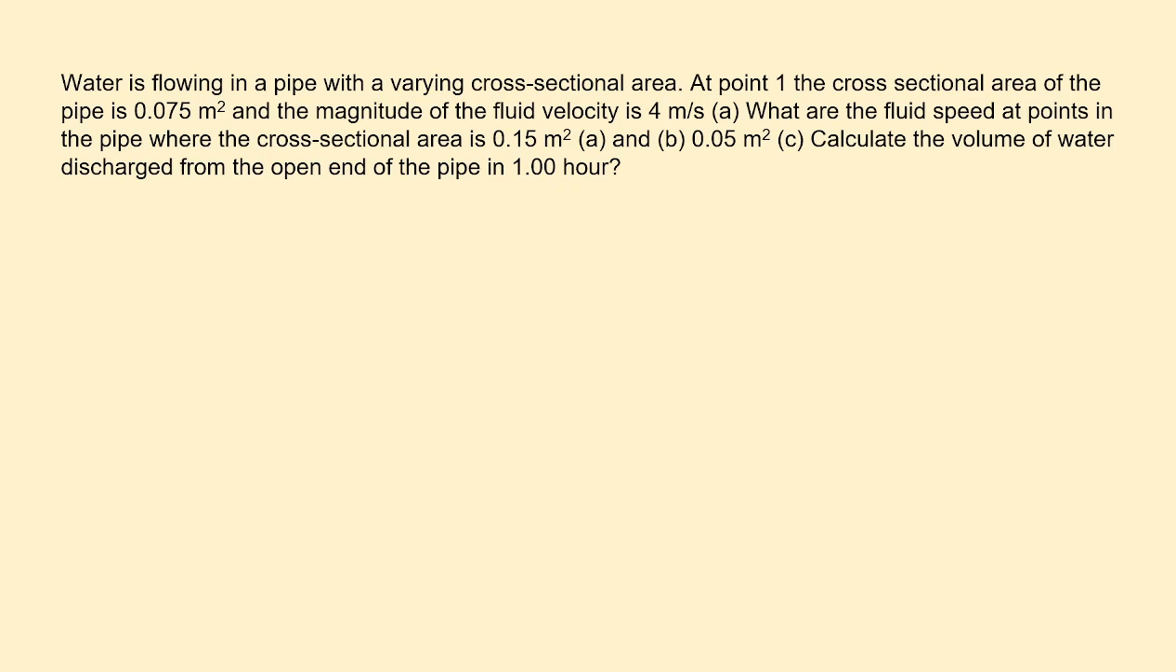The questions are: what are the fluid speeds at points in the pipe where the cross-sectional area is 0.15 meter square and 0.05 meter square? Also calculate the volume of water discharged from the open end of the pipe in 1 hour. You can read the question once more.